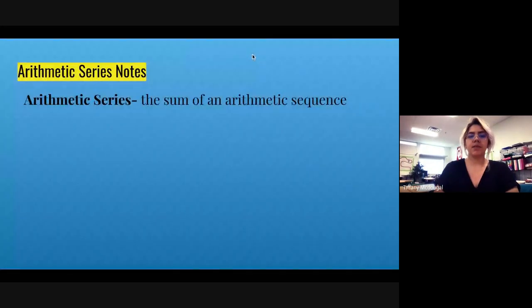Let's dive in. Okay, so we've talked about arithmetic sequences today. So now we're going to talk about the concept of an arithmetic series. Now, an arithmetic series is the sum of an arithmetic sequence. You've kind of already been working with this, but now we're going to talk about a formula that will kind of help you figure it out in a shortcut.